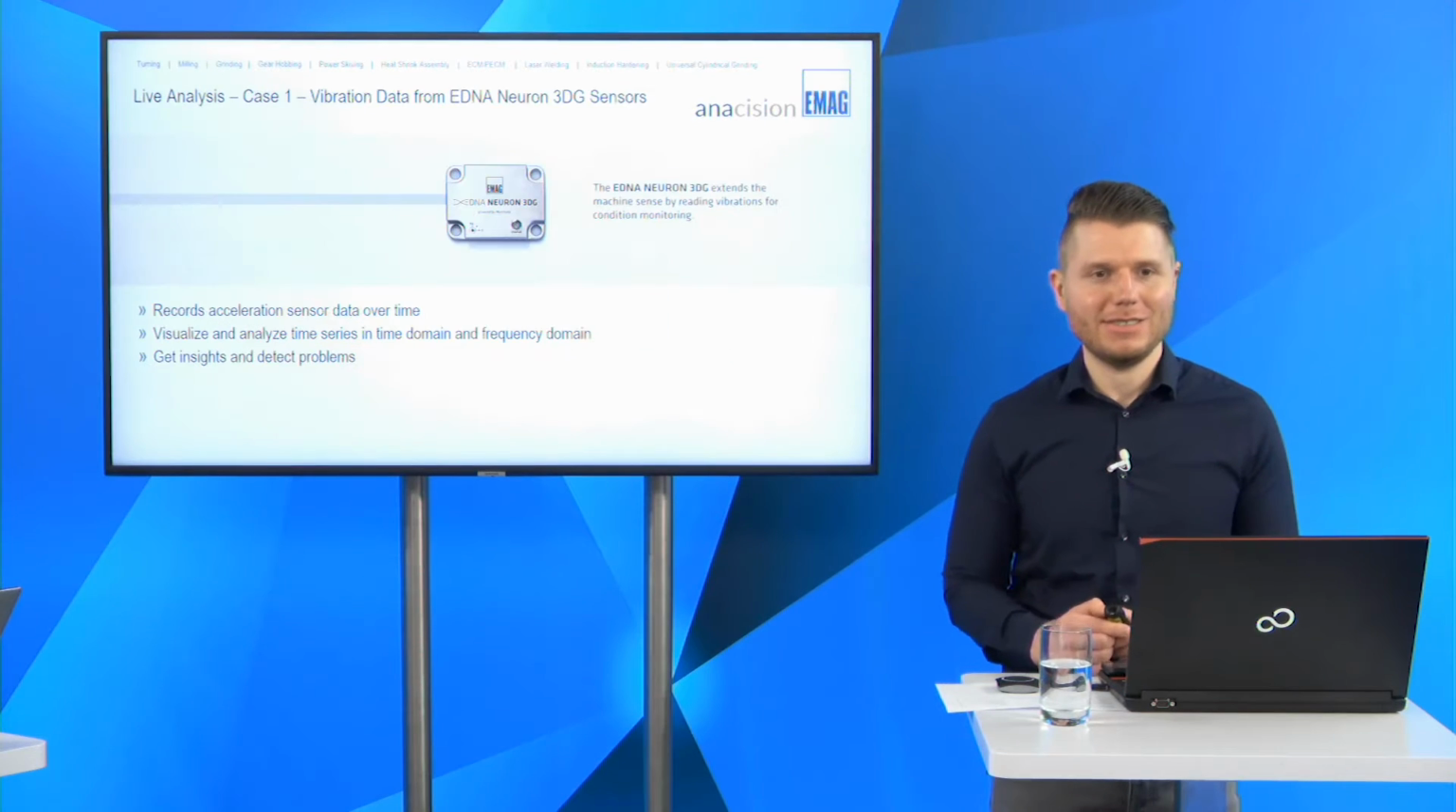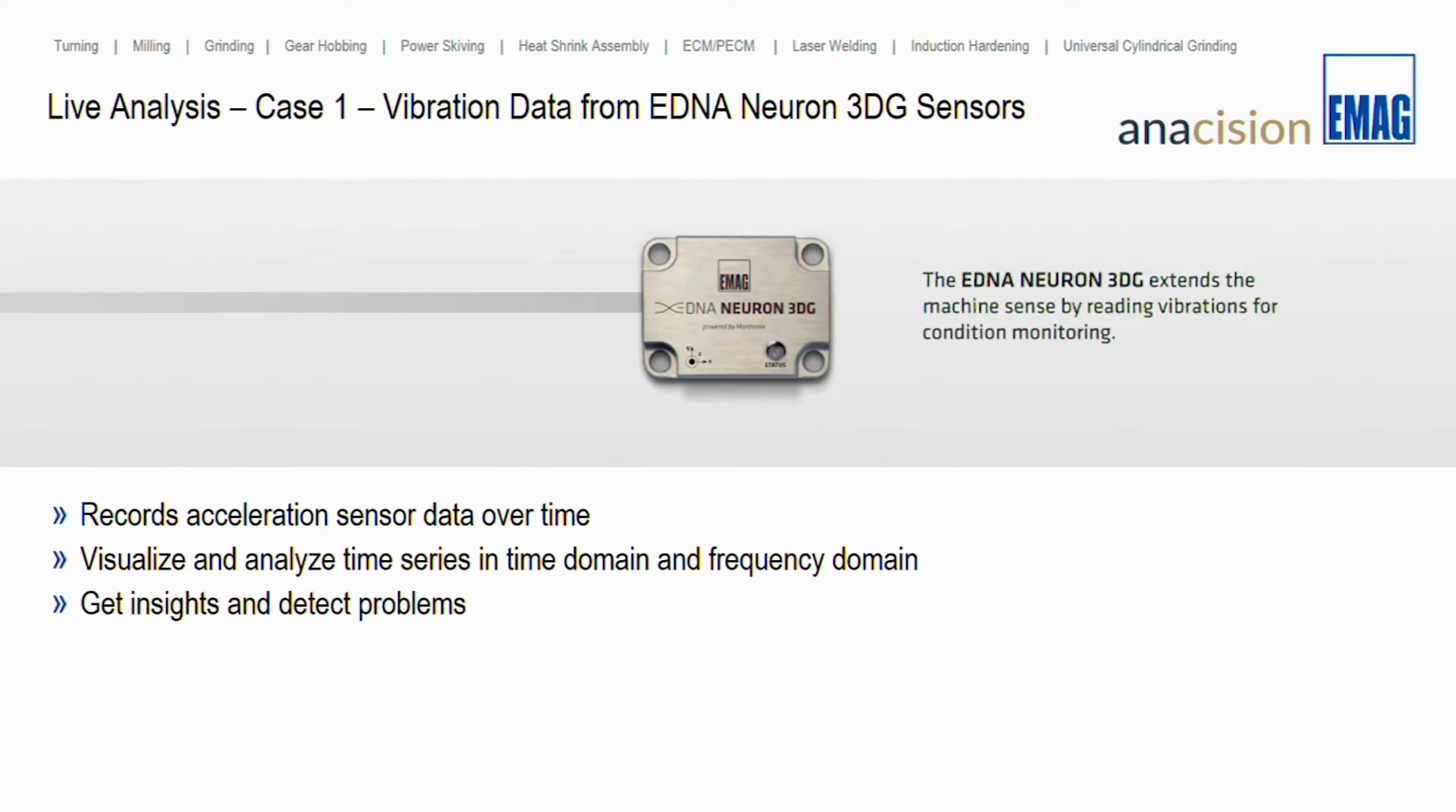Thank you, Andreas. So I will now go on with our first live demo use case, analyzing vibration data or acceleration data gathered by our Aetna Neuron 3D sensors. For this use case, we will take a look at acceleration data recorded at an EMAG turning machine over time. We will visualize and analyze this data in time and frequency domain to get valuable insights and detect possible machine problems. For our analysis, we will use Python as programming language, as Andreas already mentioned. Python will help us to visualize and analyze our data in a quick and easy manner.